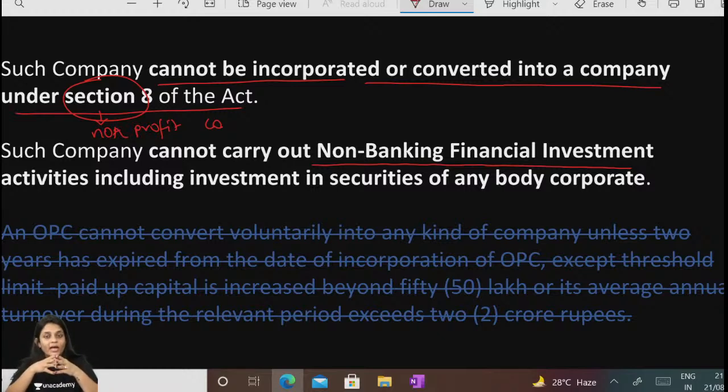But at any given point of time, if my paid up capital exceeded 50 lakh or my turnover exceeded 2 crore, I had to convert into a private or a public company. Even after 6 months, I had to convert. However, now they have removed this altogether. To make it convenient for OPCs to incorporate on a larger scale, they have removed the paid up capital and turnover slabs. There is no such slab anymore, and there is no restriction on conversion. Even after 6 months, I can convert. I can have paid up capital of more than 50 lakhs and a turnover of more than 2 crores.